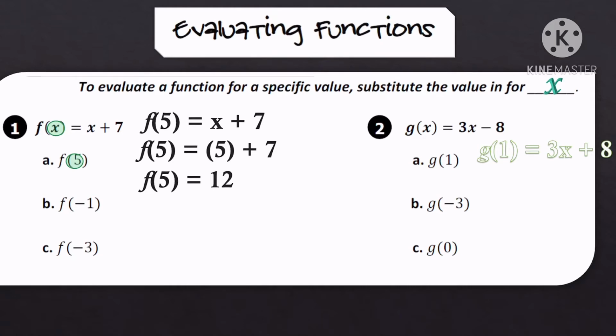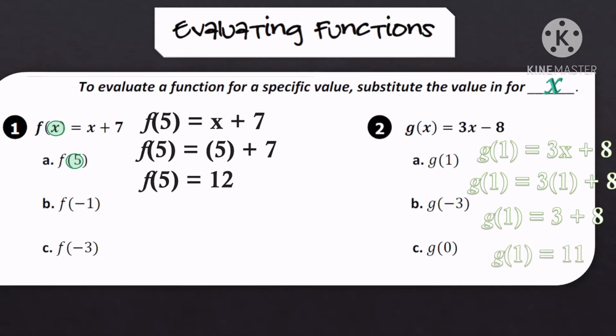In this case, I replace x with 1. I'm going to do the math. 3 times 1 is 3. Then I add 8 and get 11. What that says is, in this function, when x is 1, my y is 11. So my ordered pair is 1, 11. Does that make sense? Okay, I want you to try B and C here.